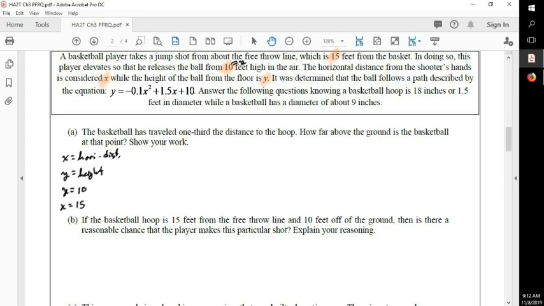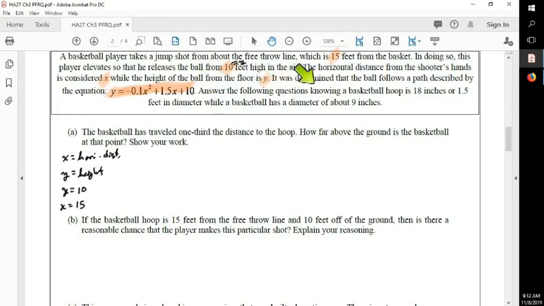All right, now let's finish reading because I don't even know what this thing wants. It was determined that the ball follows the path described by this equation. That's a nasty looking thing. Answer the following questions. Oh, and by the way, that is definitely important too. I don't want to not highlight it, but I suppose you don't have to.